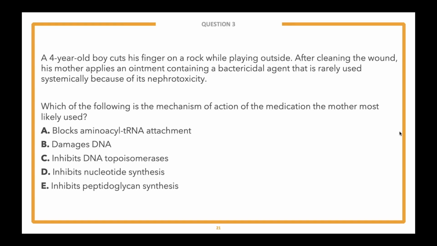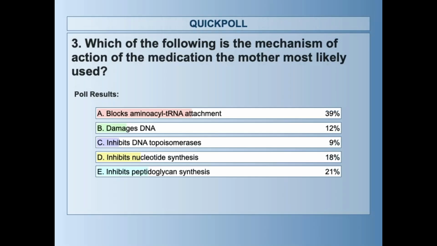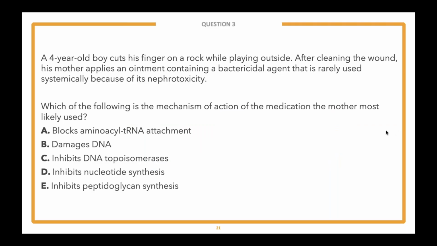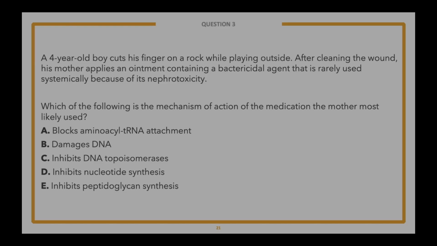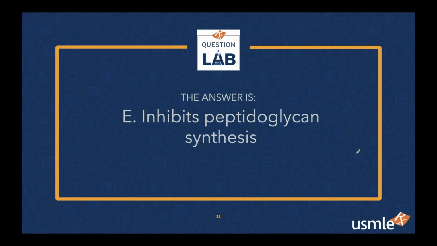All right, and let's see how you guys did. Looks like 39% of you guys picked answer choice A, which is blocks aminoacyl tRNA attachment. And in second place with 21% of you guys picking it was answer choice E, inhibits peptidoglycan synthesis. So let's see what the correct answer is. And the correct answer is E, inhibits peptidoglycan synthesis, and 21% of you guys got it right.